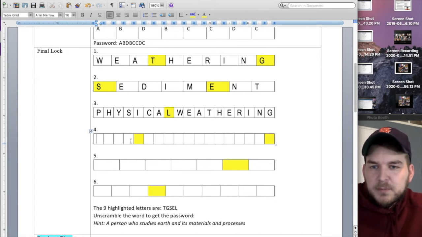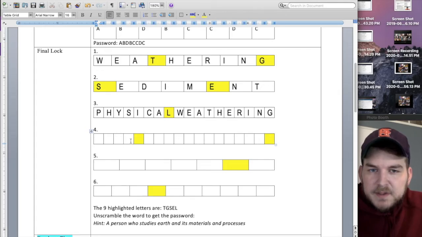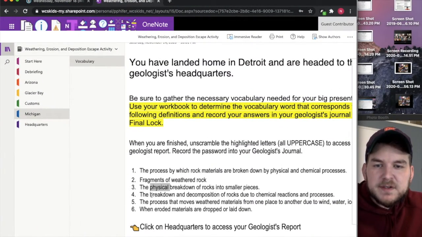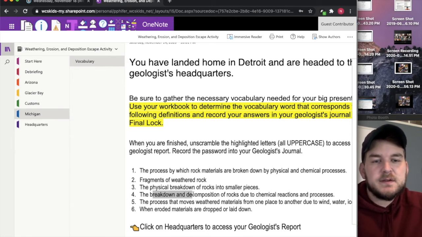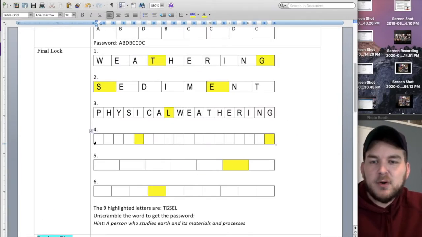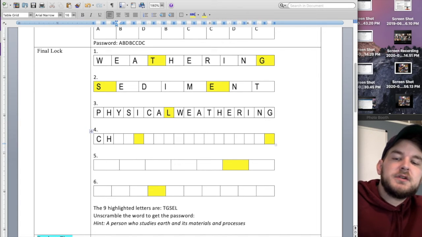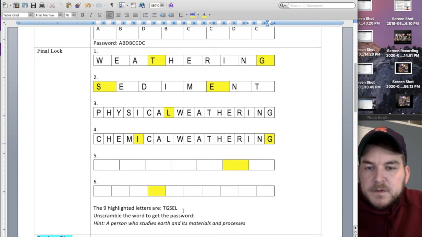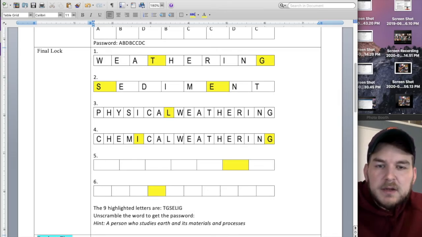Man, this one looks pretty similar in size. Oh, it is the same size. The breakdown and decomposition of rocks. Okay, so that would be a type of weathering again, due to chemical reactions and processes. That must be chemical weathering. C, H, E, M, I, C, A, L, W, E, A, T, H, E, R, I, N, G. Okay, so we have to add the letters I and G.